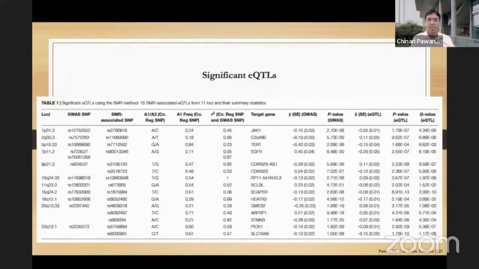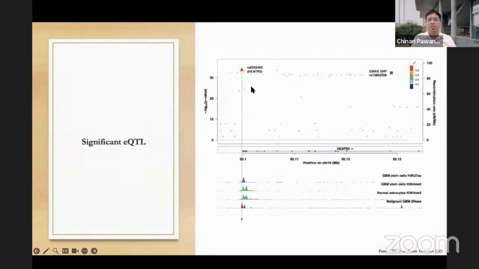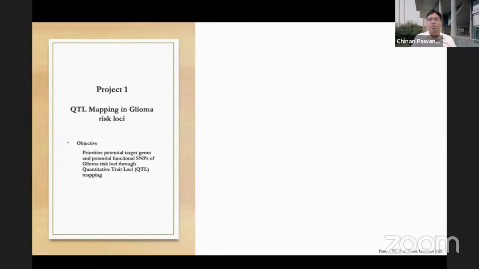And this is the list of significant QTLs that were found. These are the different genes, as you can see in the target gene column. These are very important genes that were identified in our study. Similarly, when we look at one of these GWAS SNPs and the target SNP, suppose this SNP is associated with HEATR3, we utilize ChIP-seq data to see where exactly they are lying in the genome and whether they are affecting the promoter or the enhancer. So in this case, it was affecting the promoter, and then it was driving the expression of this particular gene.